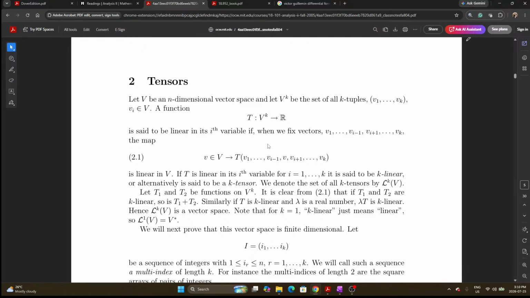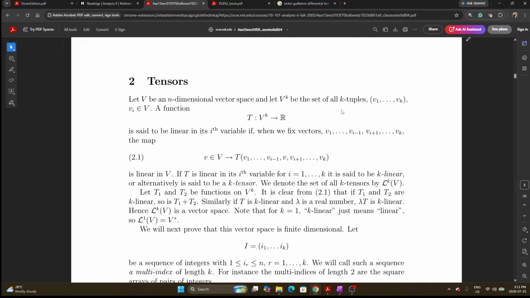Well, for a start, the dot product has this format. Let's say, for example, if you have k equals 2, then the dot product takes two vectors and returns a number. So that's an example of such a T. And also the determinant. Let V equal R^n and k equals n. It takes n vectors and returns a number.